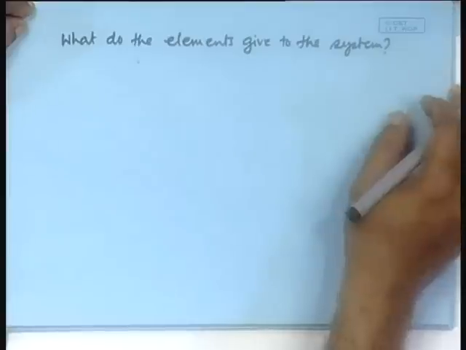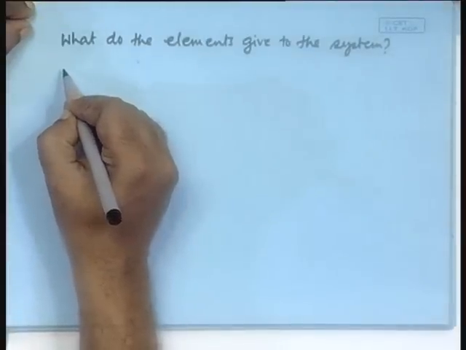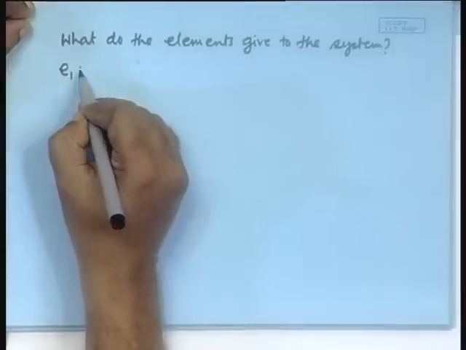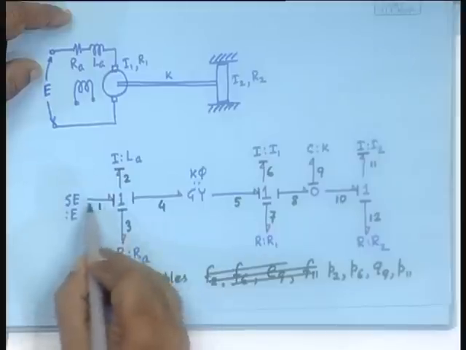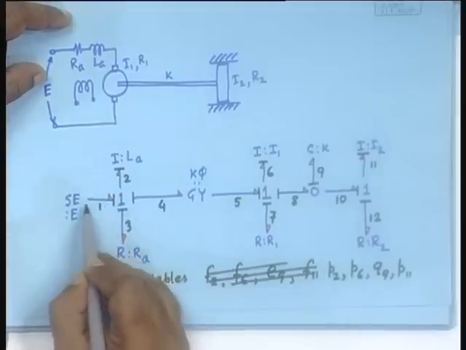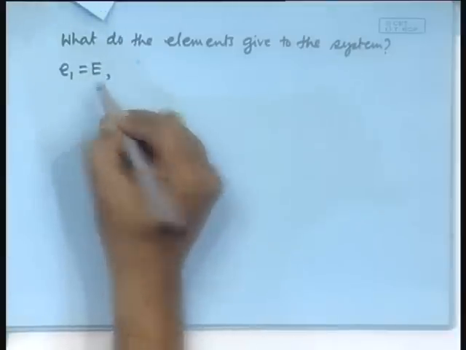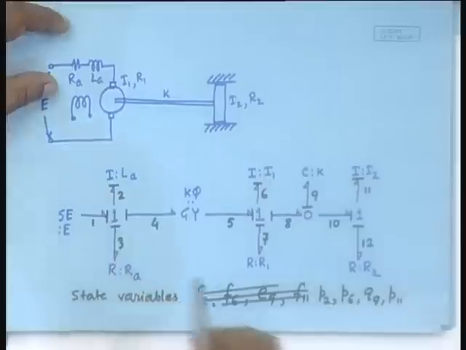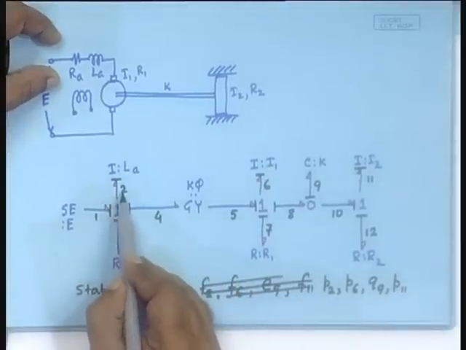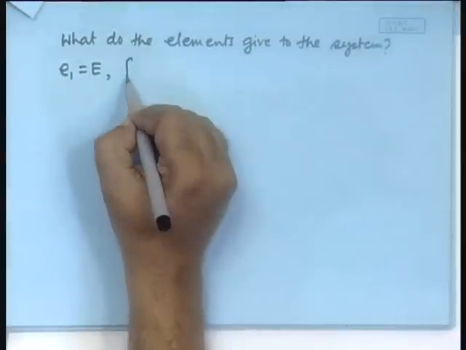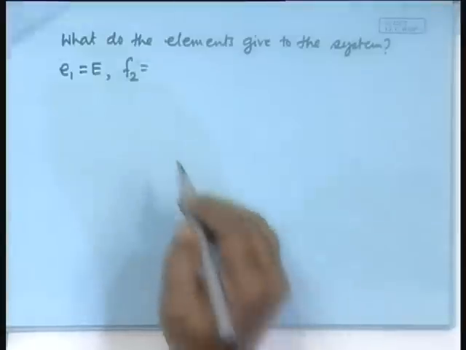So, let us start with the first one, E1. What does it give? It gives E1, E1 is E. So, the first question is answered. Next, it gives F2, F2 is P2 by LA.